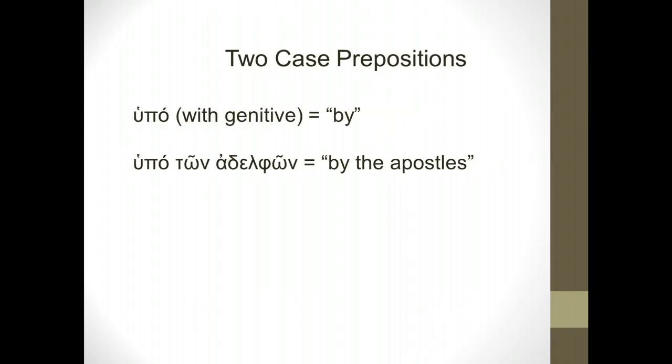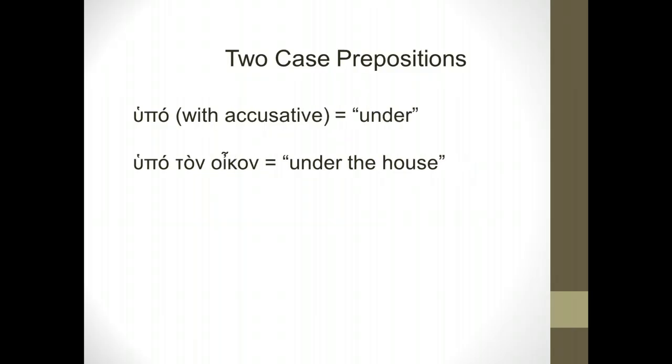Hupo is another two-case preposition. Hupo with a genitive means by. Here we have hupo ton adelphon, by the brothers. I've mistranslated there as by the apostles, but it's actually by the brothers. Or if you put it with an accusative, hupo with an accusative means under, and hupo ton oikon means under the house.